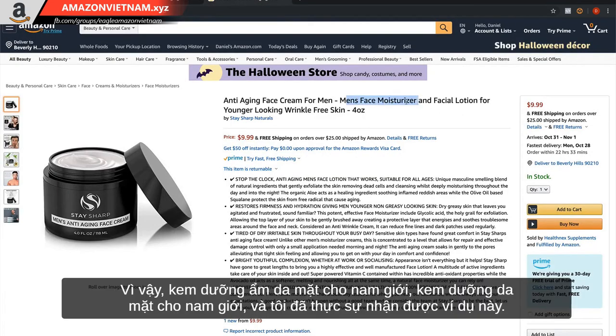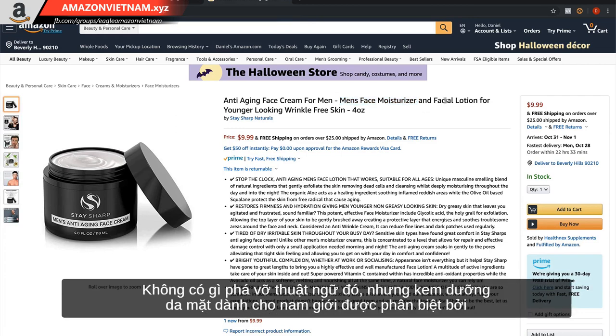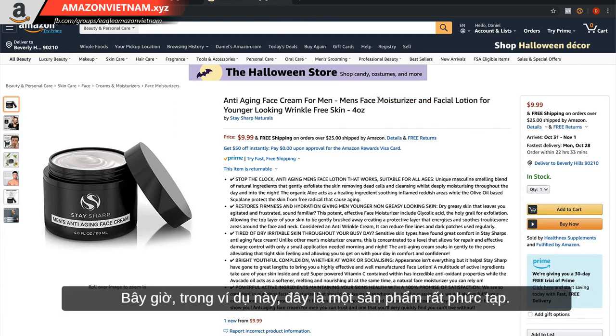So men's face moisturizer, men's face lotion. And I've actually got, in this instance, men's face moisturizer as another exact term. There's nothing breaking up that term. But men's face lotion is phrase because we have men's face lotion and a couple of words breaking that up in between. Now, in this instance, this is a very complicated product. It's not an easy product to launch. And as you can see, the market analysis is quite complicated.